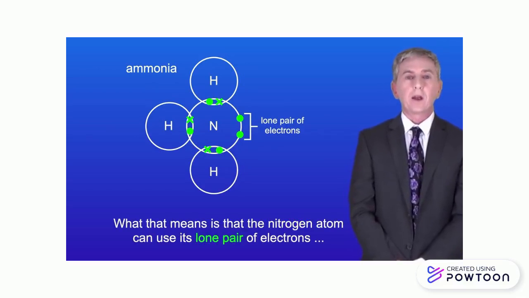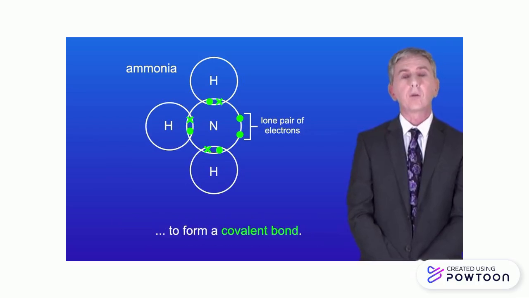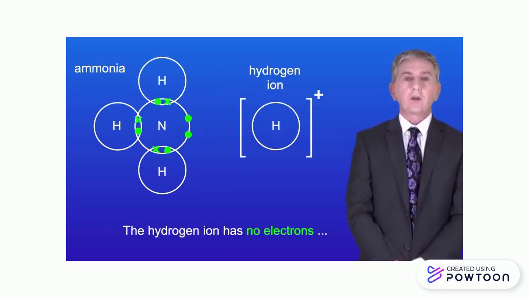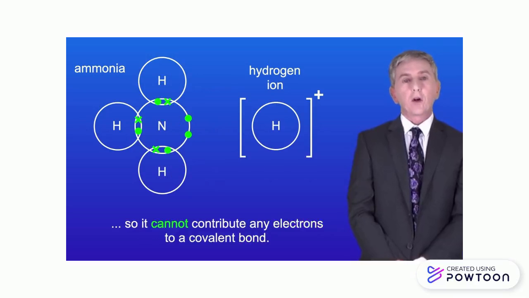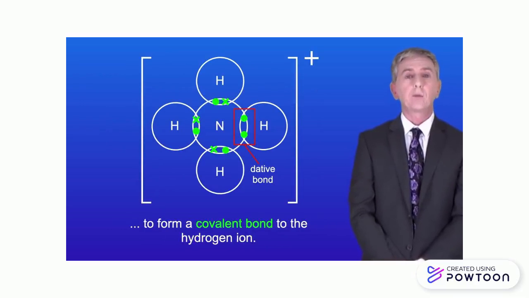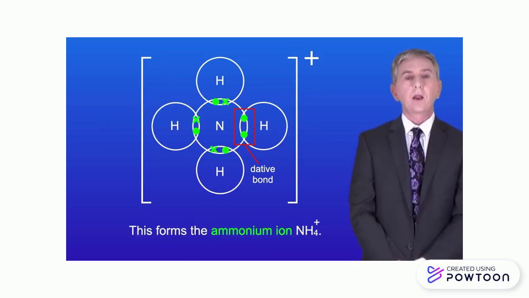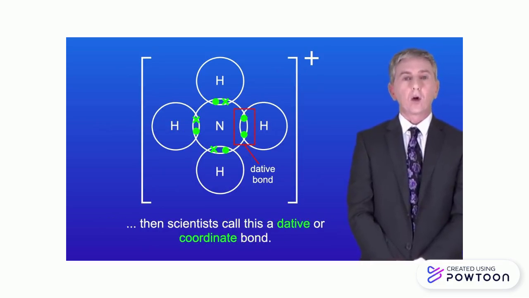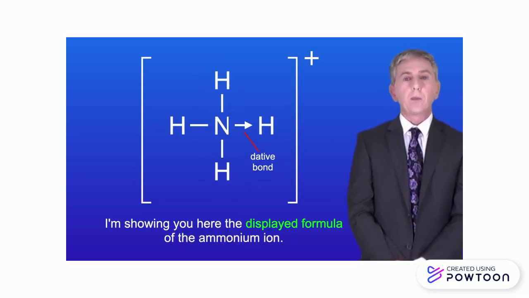So what that means is that the nitrogen atom can use its lone pair of electrons to form a covalent bond. A good example is the reaction between ammonia and the hydrogen ion H+. The hydrogen ion has got no electrons, so it cannot contribute any electrons to a covalent bond. So in this case, the nitrogen atom uses its lone pair of electrons to form a covalent bond to the hydrogen ion, and this forms the ammonium ion NH4+. When an atom uses a lone pair of electrons to form a covalent bond, then scientists call this a dative or coordinate bond. I'm showing you here the displayed formula of the ammonium ion.